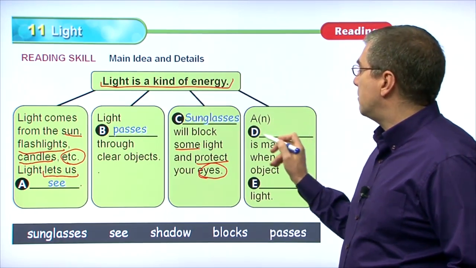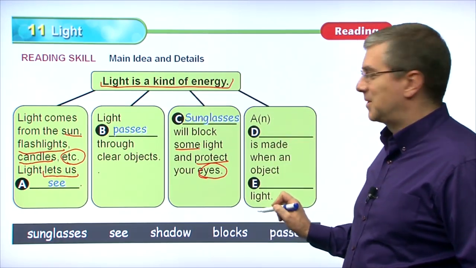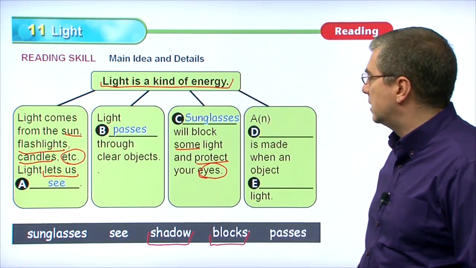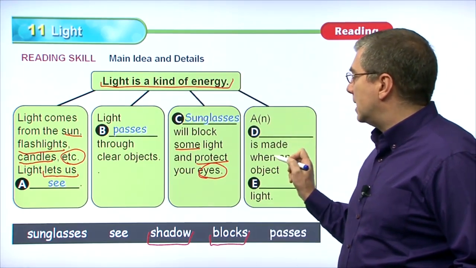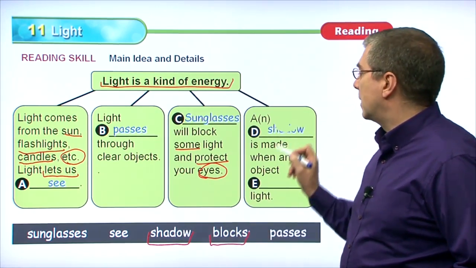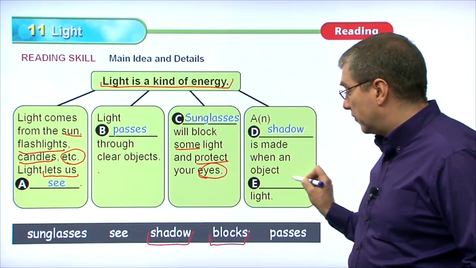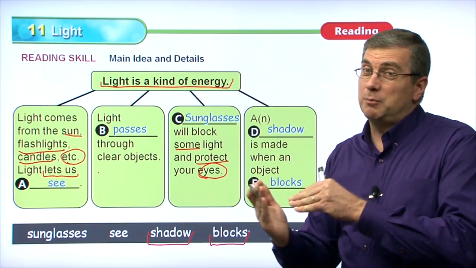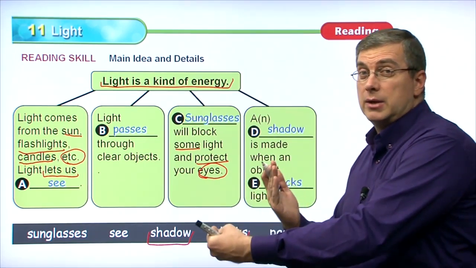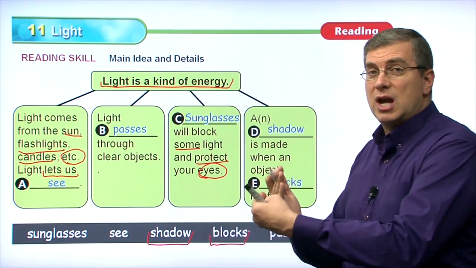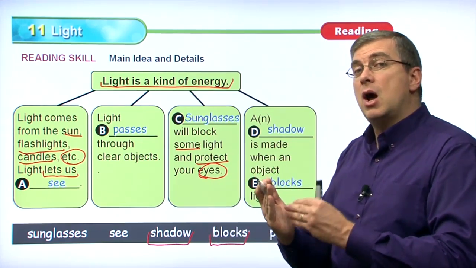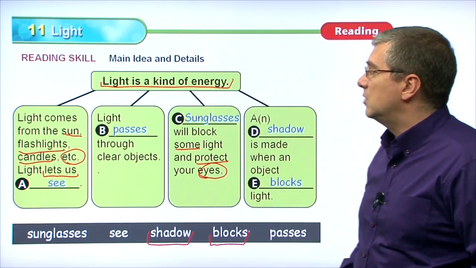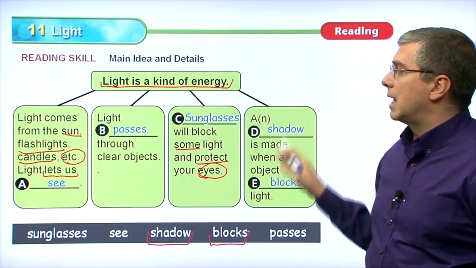Finally, over here, we have a shadow is made when an object blocks light. Okay, we have two words left, right? Shadow and blocks. So which one goes into these blanks? What is made? Well, a shadow is a noun, so a shadow is made when an object, verb, blocks light. So if an object blocks light, the light can't pass through the object. What is made on the other side of the object? That would be a shadow. Shadow is a dark place made when an object blocks light. So this is our chart. We see our main idea is light is a kind of energy, and we can see some details about light.